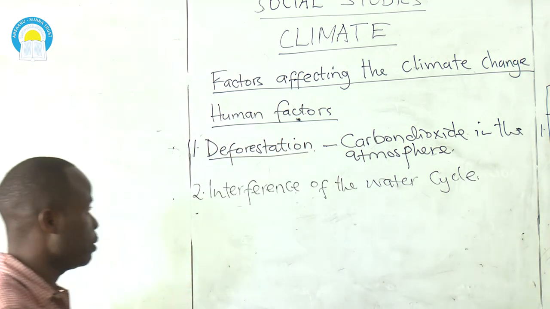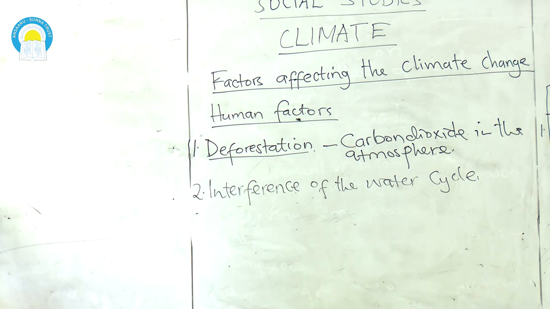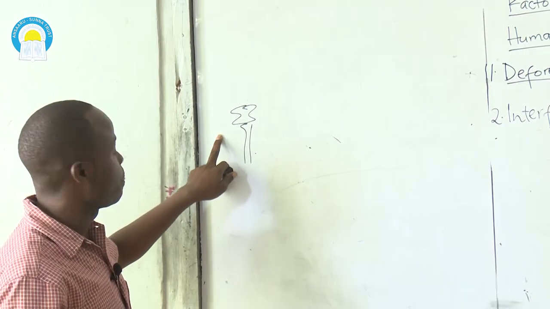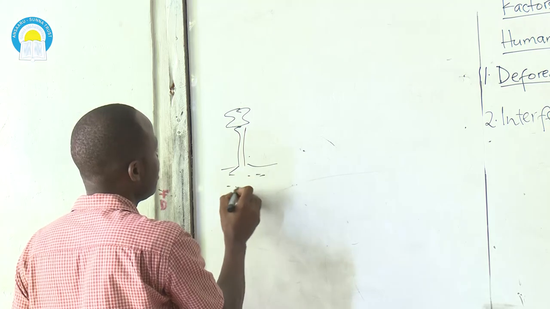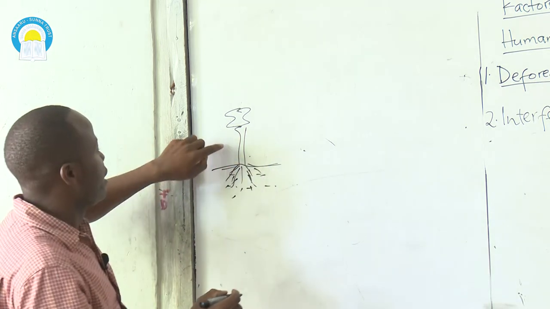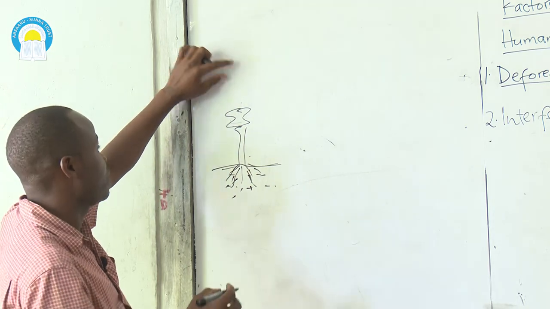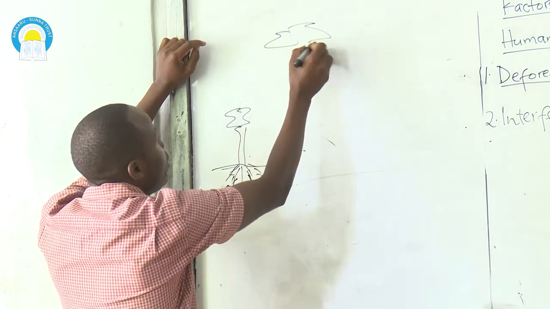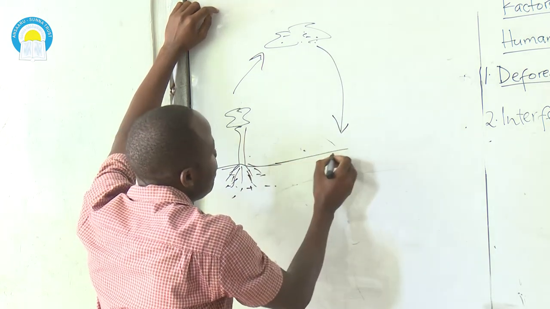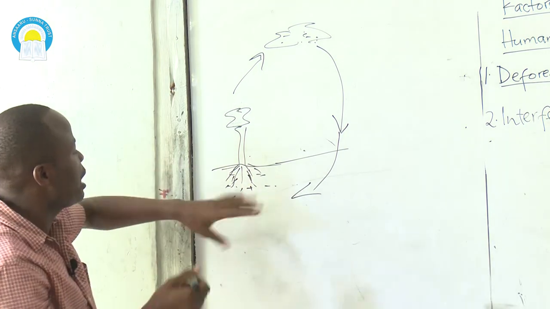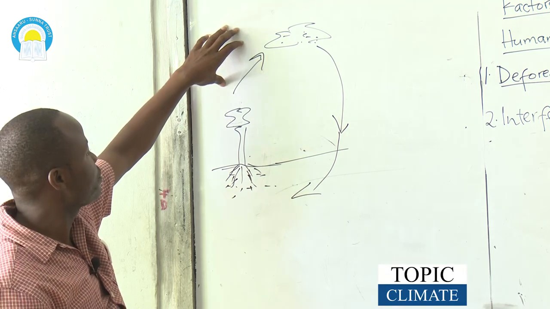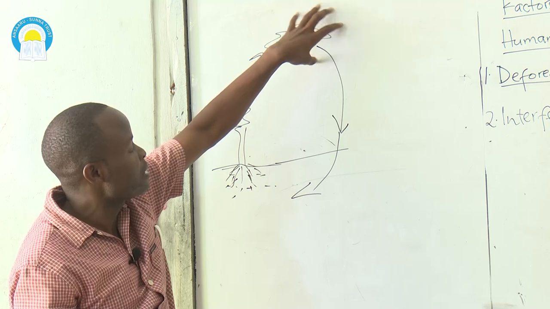Interference with the water cycle. We said that trees act as water catchment. Trees help in the formation of rain. Trees absorb water in the soil through their roots, and then this water is lost into the atmosphere through their leaves, a process called transpiration. This water vapor will condense to form clouds. When these clouds become heavy, they fall back as rain. Then the rainwater is absorbed by the plants again, transported to the leaves, and lost again to the atmosphere, then forms clouds again, then the clouds fall as rain.